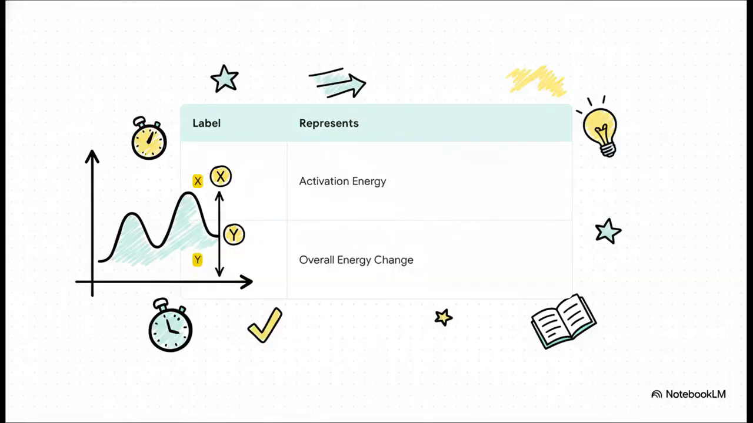Next, we had to label the reaction profile. That hump that the reactants have to climb over, that's always the activation energy. That's X. And Y, the difference in height between where you start and where you finish, that's your overall energy change. Two key definitions, two very easy marks in the bag.